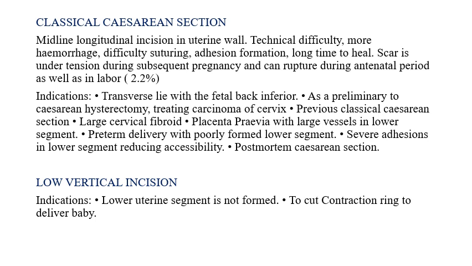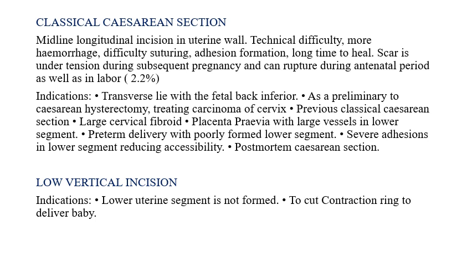Coming to classical cesarean section. Here the incision that is made in the uterine wall is midline and longitudinal. There is technical difficulty in performing this surgery. Hemorrhage is more. There is difficulty in suturing because the layers are thick. There is increased risk of adhesion formation. Healing time is also longer. The scar remains under tension during subsequent pregnancy and can rupture even during the antenatal period and also during labor. The risk of rupture is around 2.2%.